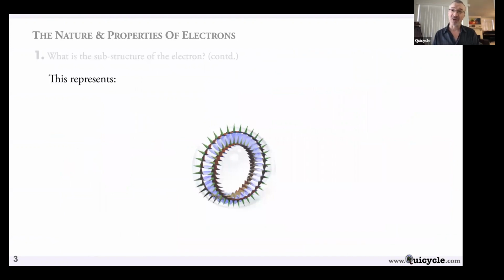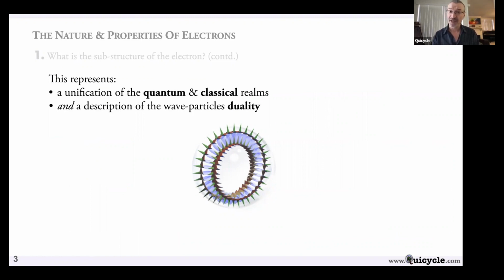The importance of this work is that it represents a unification of the quantum and the classical realms for the first time, as well as a description of why it is that the electron has a wave-particle duality. It's a particle that's made of a wave.